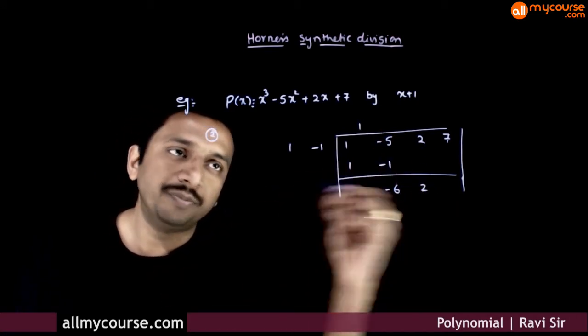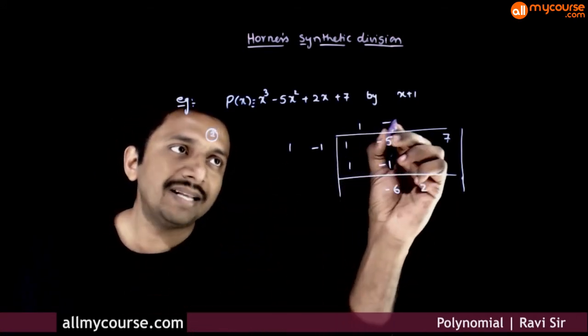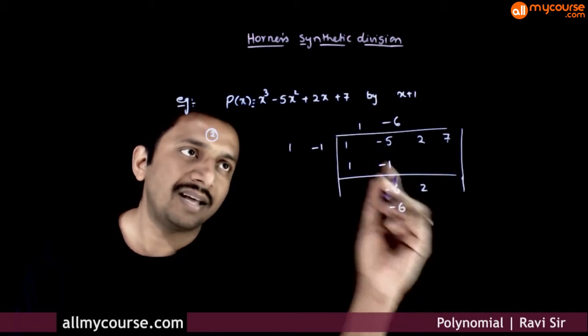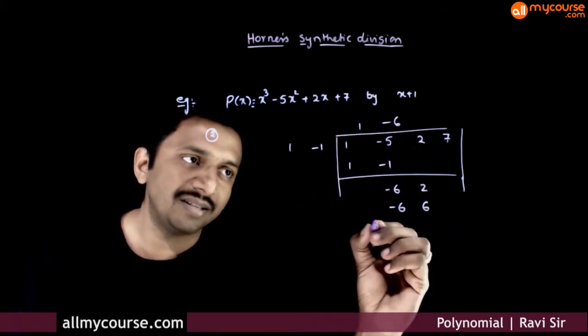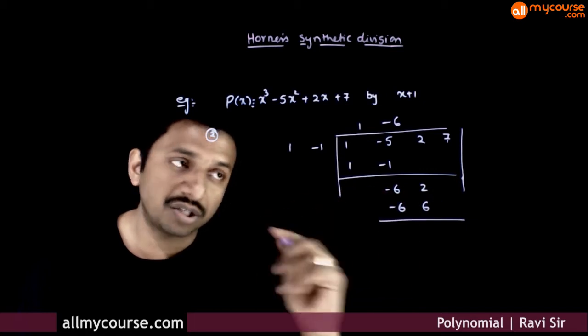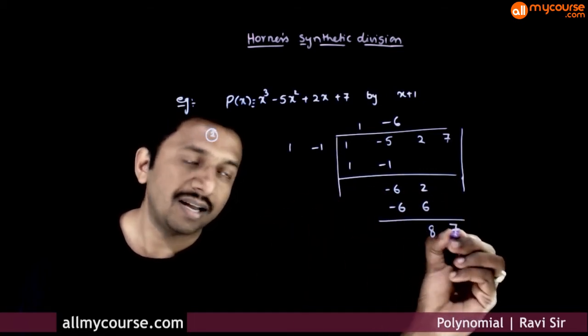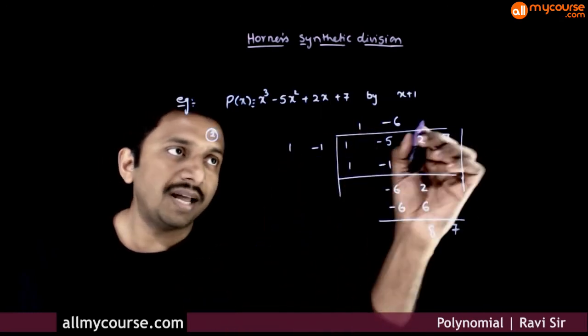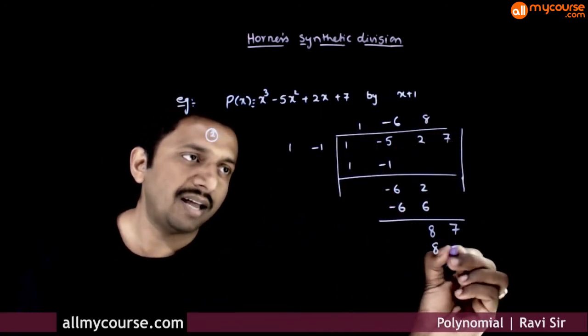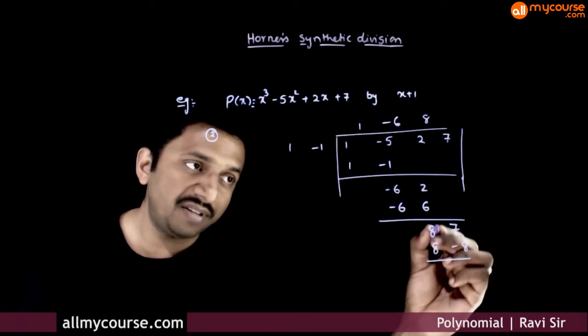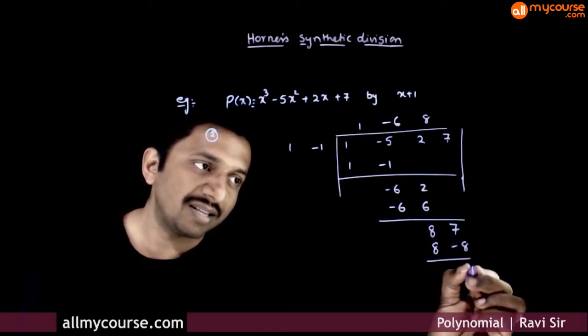Minus 6 and 2. So 1 minus 6 are minus 6 and minus 1 into minus 6 is plus 6. So you can leave the first column. Go to the next column. 2 plus 6 is 8. Next number is 7. So 1 8s are 8 and minus 8. So leave this column. 7 minus 8 is minus 1.